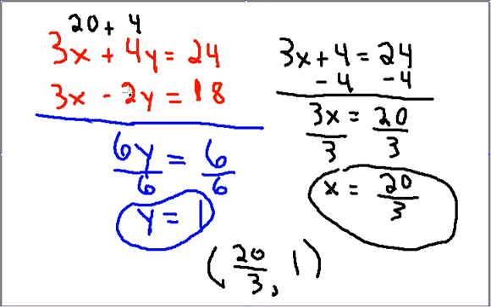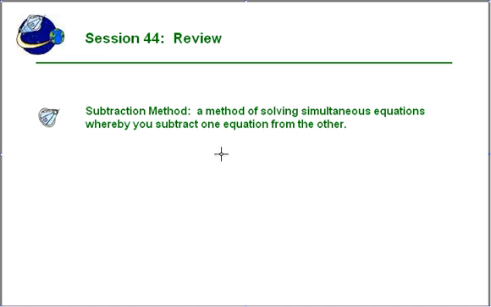That is the ordered pair and the only solution for x and y that'll work for both equations. And then lastly, as a review, the subtraction method is just simply a method for solving simultaneous equations whereby you subtract one equation from the other with the ultimate goal of eliminating one of the variables during that subtraction. Okay, that'll finish up session 44.